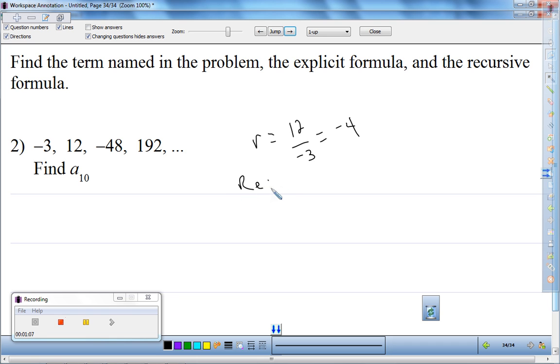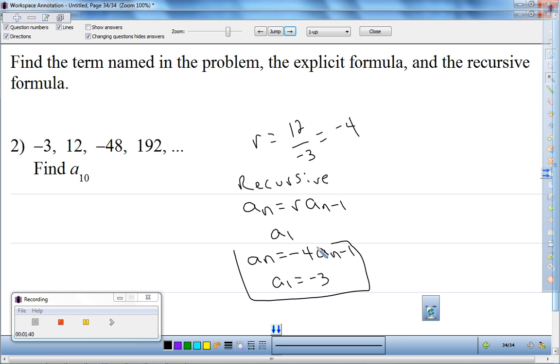Let's go ahead and find the recursive formula. With the recursive formula, we're going to use the general form of a sub n is equal to r times a sub n minus 1. And then we need to list the a sub 1. So in this case, a sub n is equal to r, which again was our common ratio, which is negative 4, times a sub n minus 1, and then our first term was negative 3, so we list that as negative 3. So that is our recursive formula for this particular sequence.